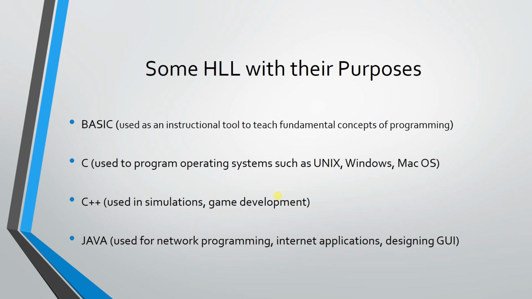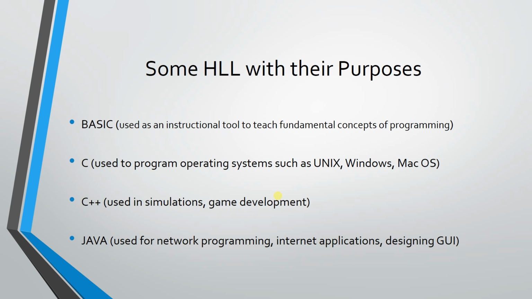Third language is C++. This language is used to develop simulations like computer games and many other simulations. This language is also used for compiler writing. The fourth language is Java. It is used in network programming. A version of Java like JavaScript is used in website development. Java is also used to design a good GUI, graphical user interface.